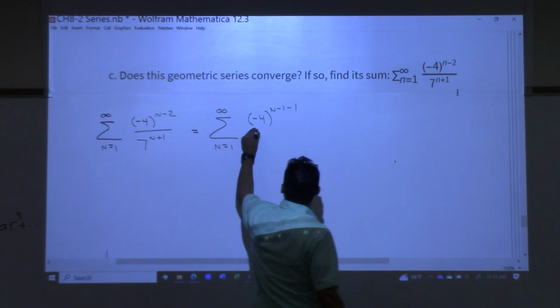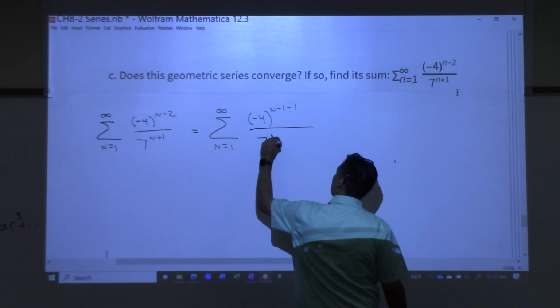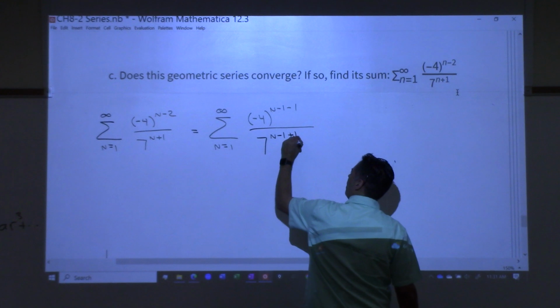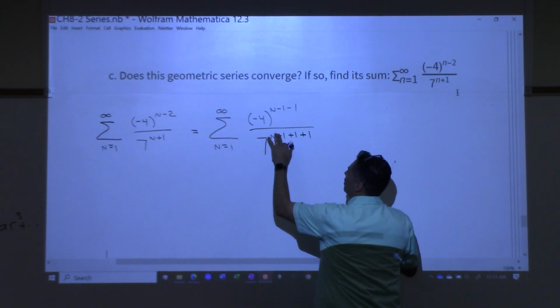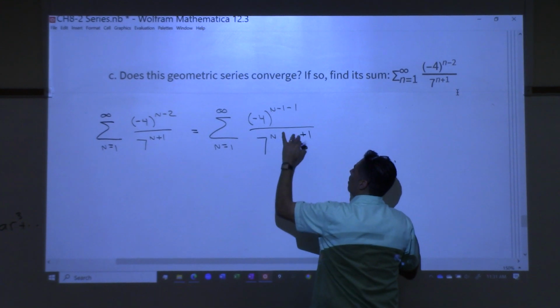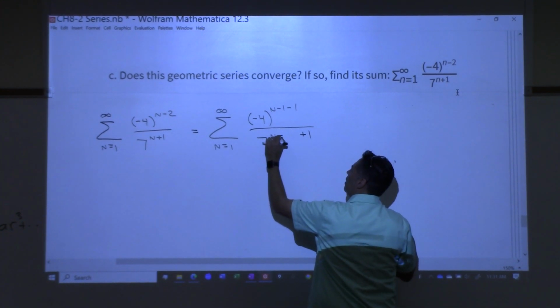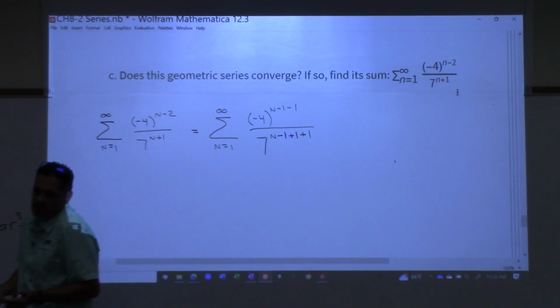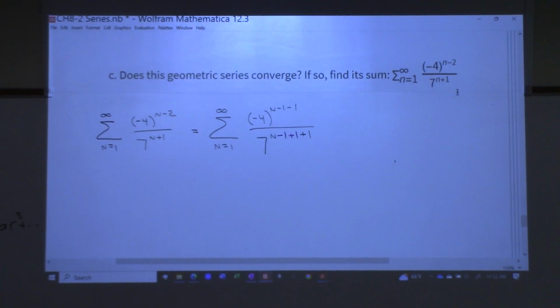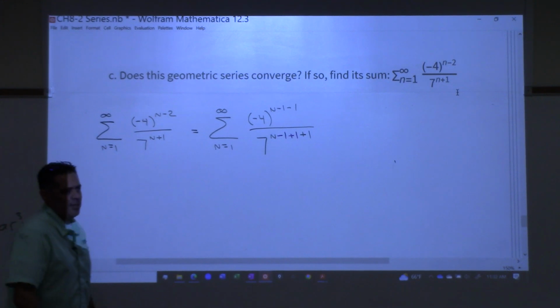So I'm going to make that look like this. 7 to the n minus 1 plus 1, but I already had a plus 1 down there. So it's kind of like I'm introducing this. I'll do it in different colors. Kind of like I'm forcing this minus 1 plus 1 in there, right? It's the same thing, right? Take it away and add it is the same as if it was never there.